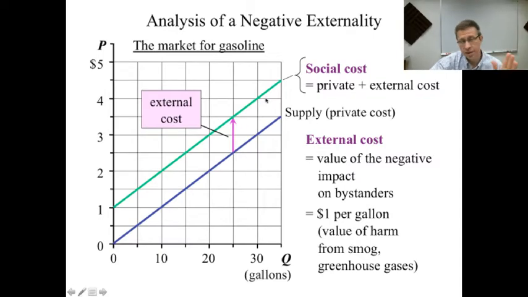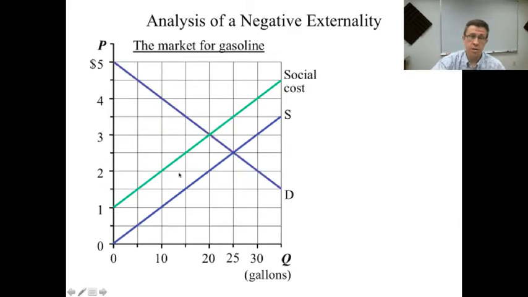I said shifts up, and you shouldn't say shifts up. That's an incorrect way to say it. It shifts to the left by $1, or the supply curve is decreasing. For every given price, they'll be providing less when factoring in the social costs.